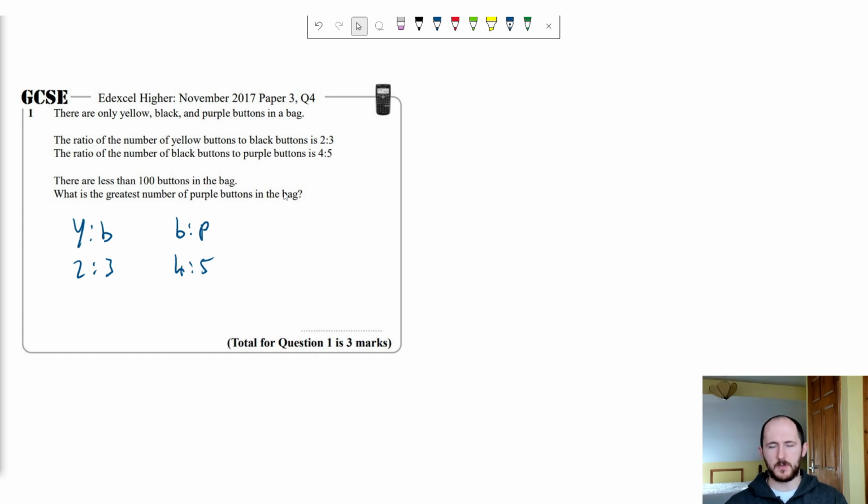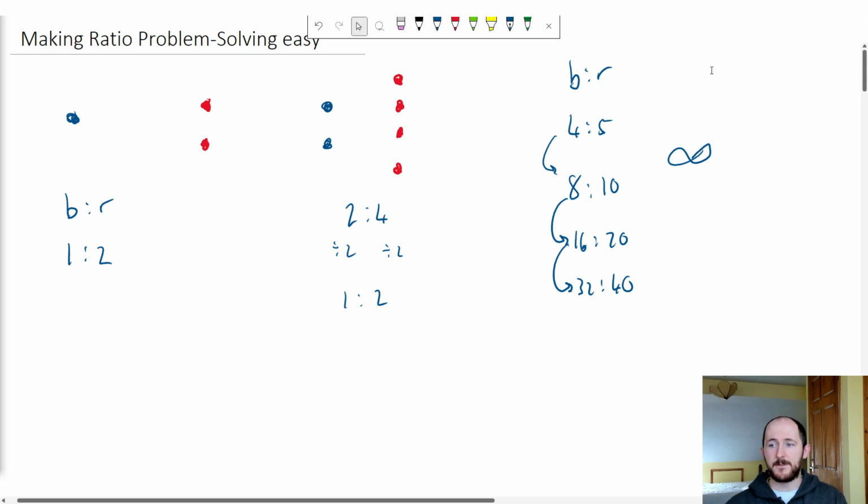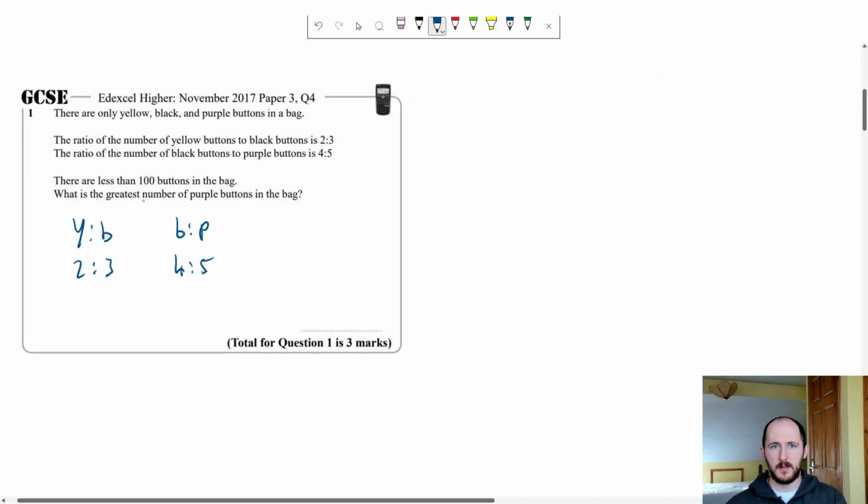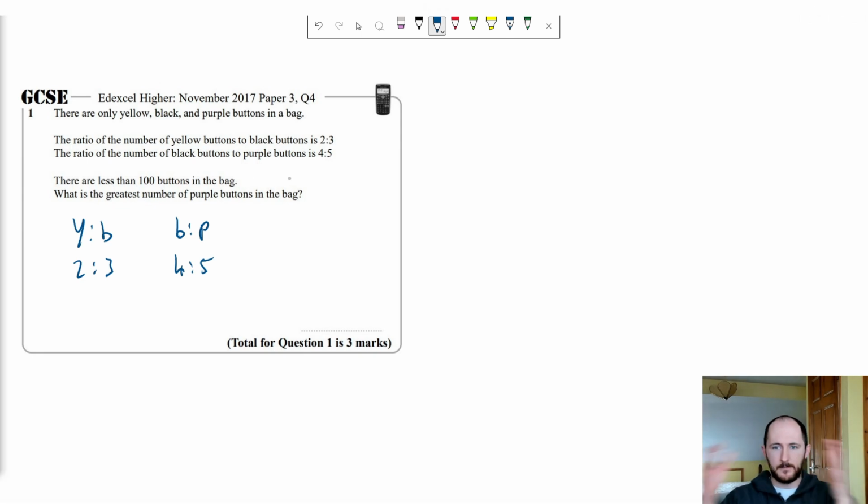And this is where students get confused. What do you mean the greatest number? Isn't there just one answer? No, because of this reason. There's an infinite number of solutions. Now, if I said that there are less than 40 red sweets, then that means I have 1, 2, 3, 4 possible answers. But if it's asking for the greatest number, all of a sudden, there's only one greatest number. So in this case, we're going to work out what the maximum number of purple buttons can be, given that the combination of all 3 of those buttons should add up to less than 100.